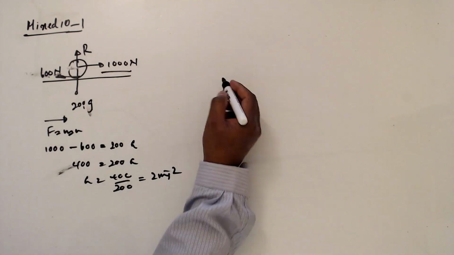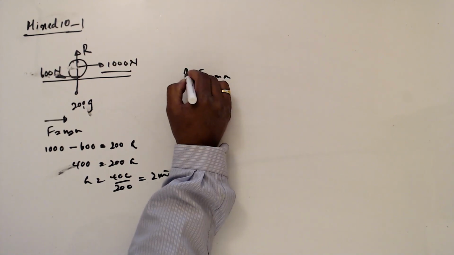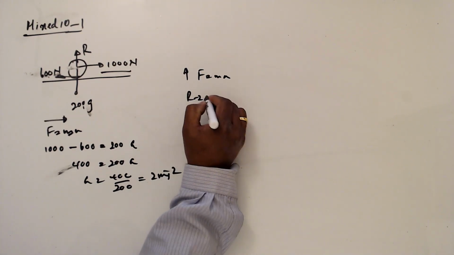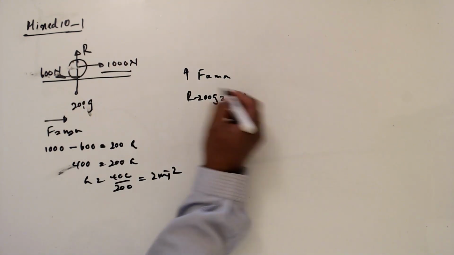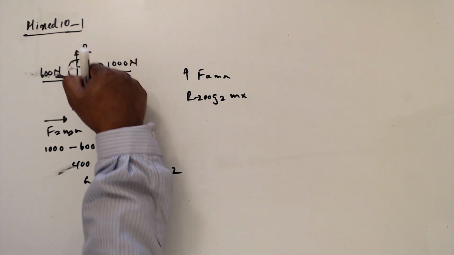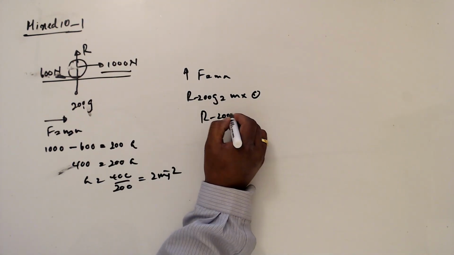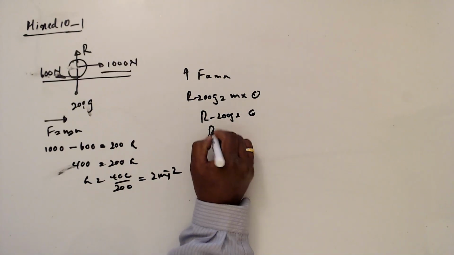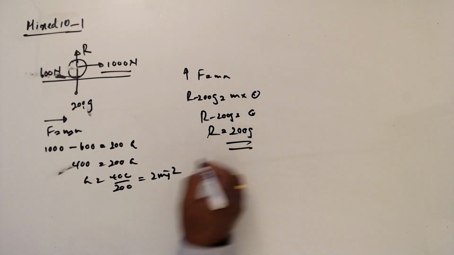So if we want to find R, then F equal ma upward, then R minus 200 g equal m times, there's no acceleration, it's not flying nor sinking, 0. So R minus 200 g equals 0, R equal 200 g.